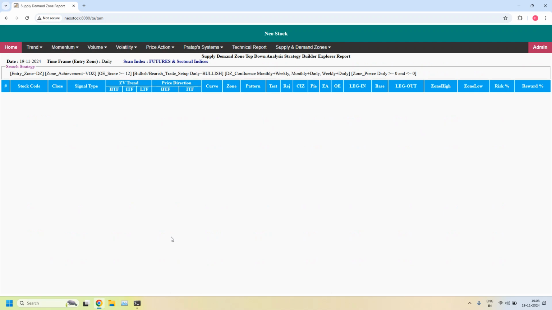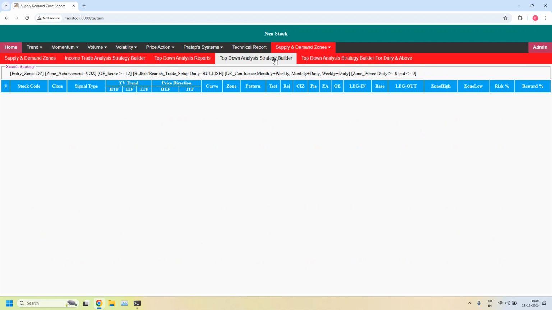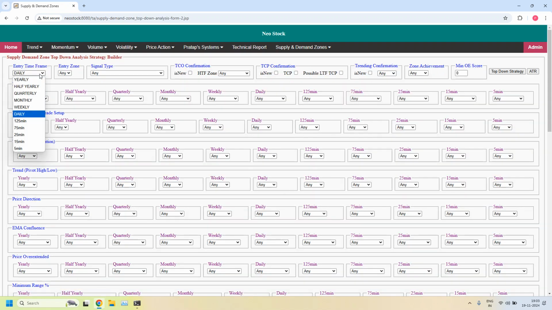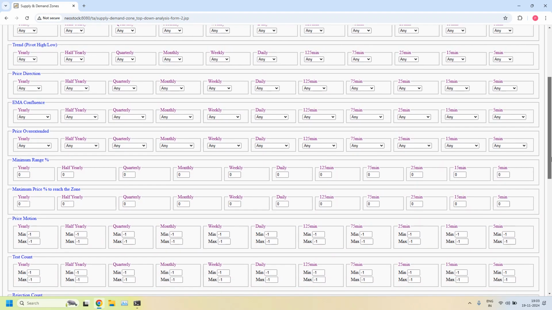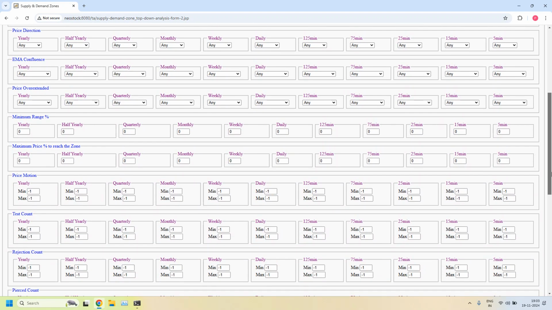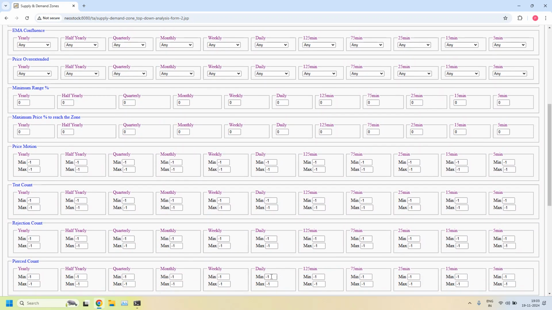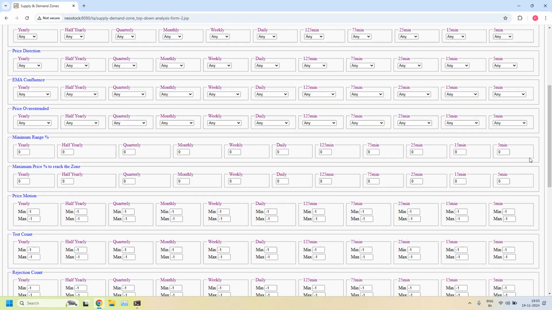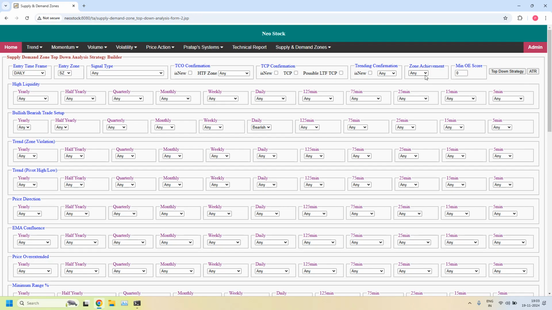Okay, next let us look for bearish trade setup for monthly income trade. Entry time frame is daily, entry zone is supply zone. In bullish or bearish trade setup at daily, I am selecting bearish. These daily supply zones should not be pierced. So in the pierced count, at a daily time frame, minimum value I am setting 0, maximum value I am setting 0. With this and zone achievement violated opposing zone and minimum odd enhanced score is 12.